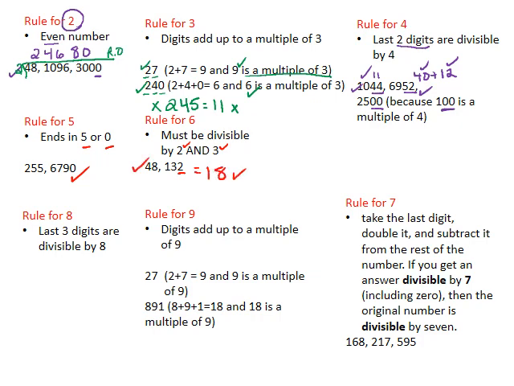So this number will work for 6. The rule for 7 is not in your curriculum, but you can have a look at it anyways. It's a little more complicated. I can see why they left it out because it's probably just as easy to use a calculator.